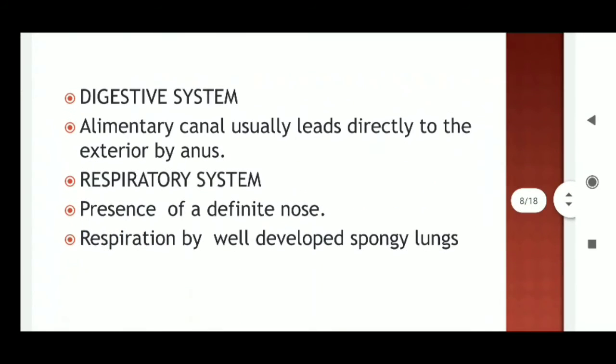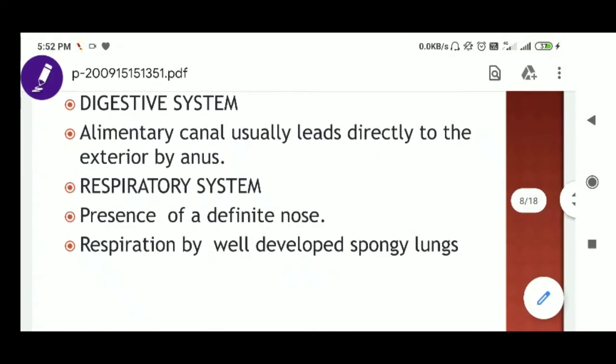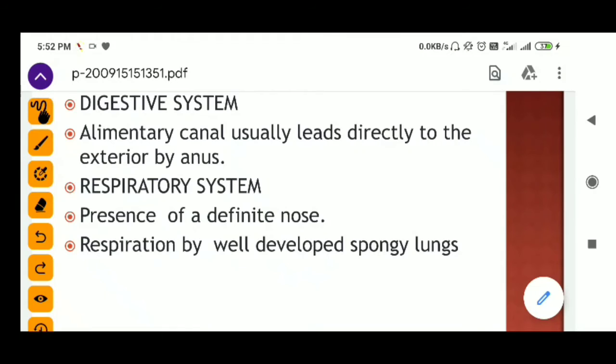Coming to the digestive system, which digests food and gives energy to the animal. In mammals the digestive system, also called the alimentary canal, leads directly from the mouth to the anus.